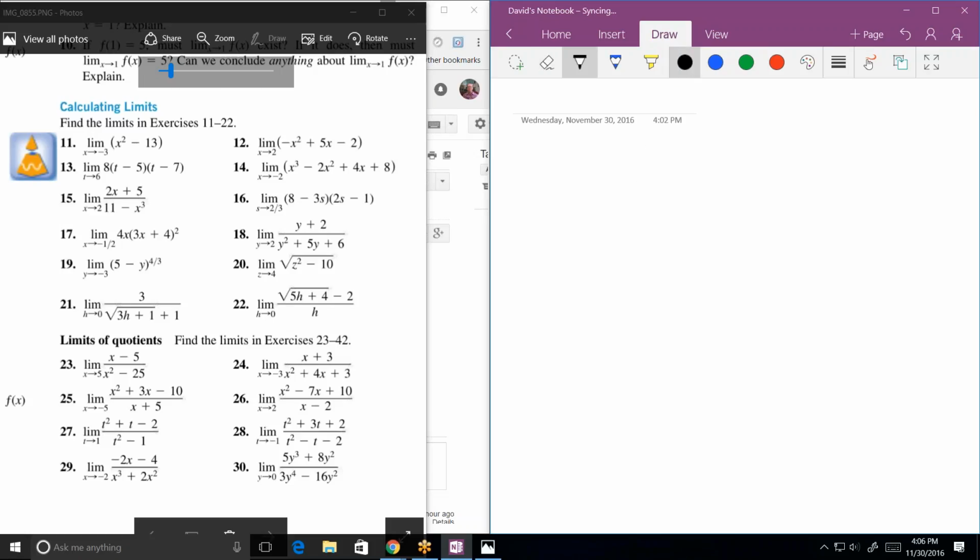Okay, let me look at another one. What's 20? Yeah, that's no problem. So that'd be 16 minus 10. So that'd be 6, then square root of 6.